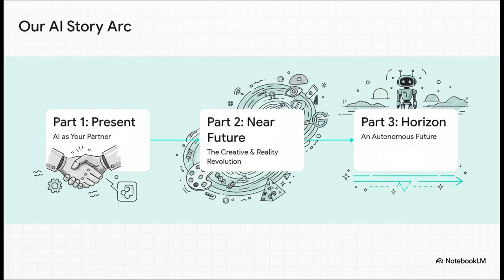We'll kick things off with what's happening right now, AI as our partner, which lines up perfectly with our accessibility theme. Then we'll look just around the corner to the near future, this whole creative explosion. That's our reality bending theme. And we'll wrap up by looking way out on the horizon, a future shaped by autonomous AI. See how that works? We've turned a simple list into a journey.